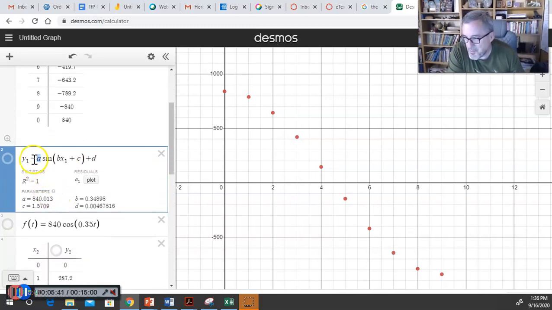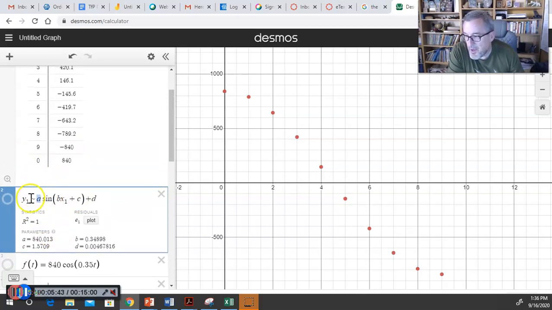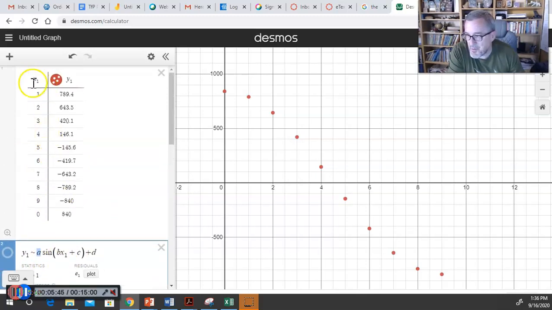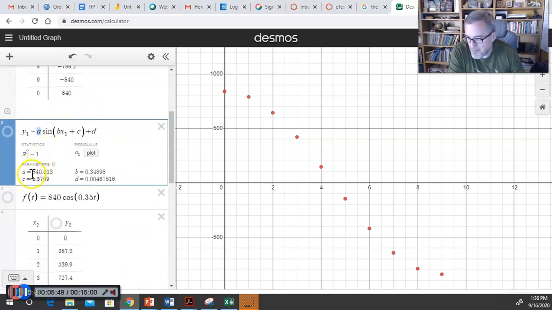And so if you just put in exactly what I've typed here, and it's y1 and x1 because that's where the data is located, is in y1 and x1. And so we have an a value of about 840, a b value of about, let's just call it 0.35.